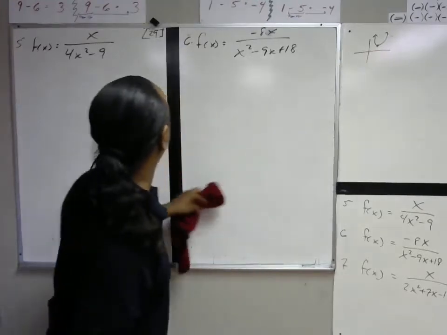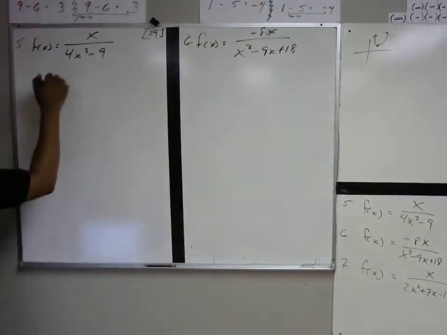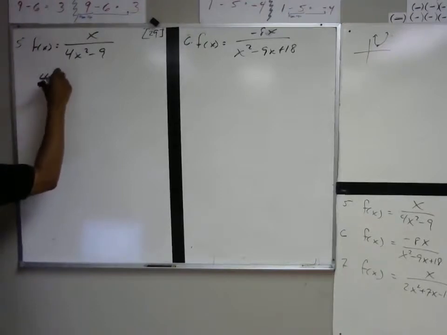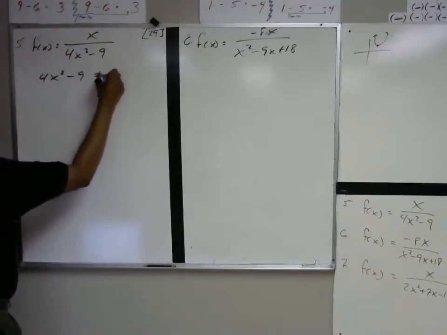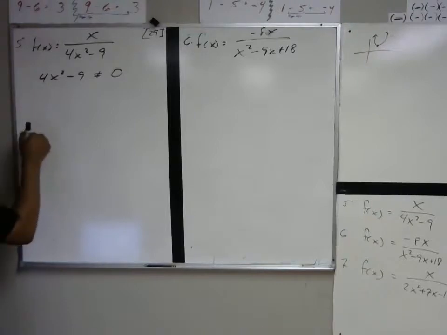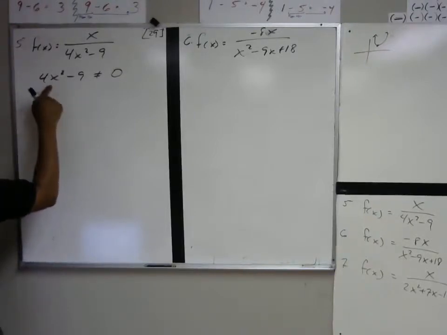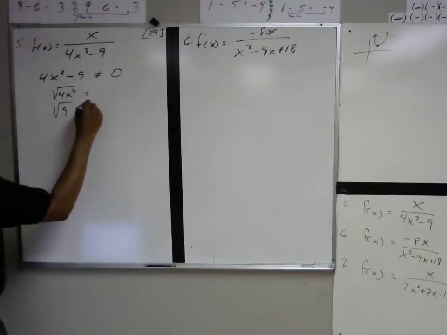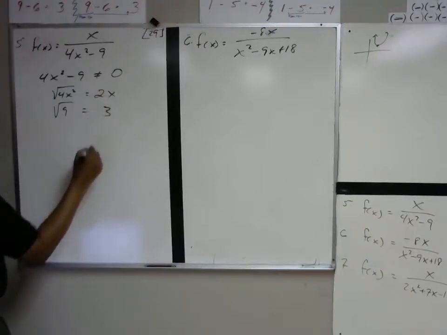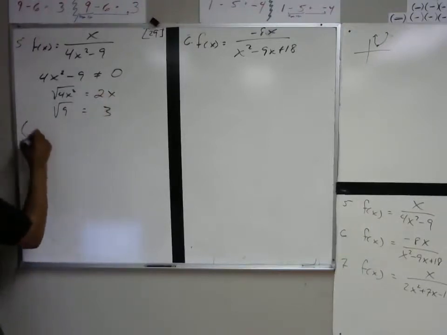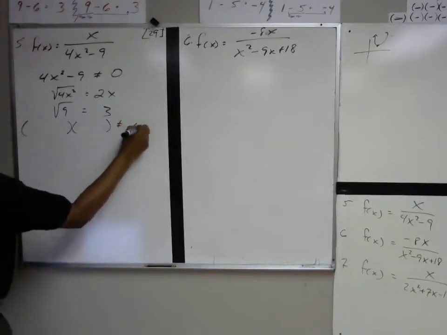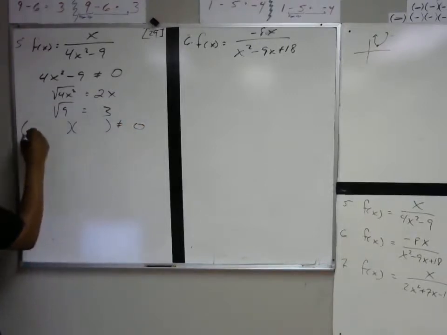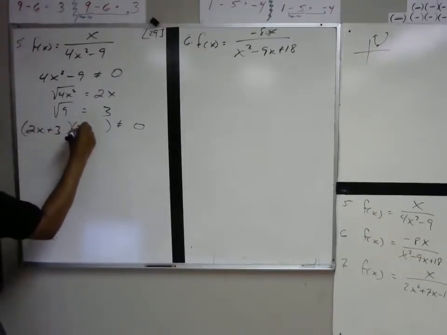Okay, let's take a look at number 5. So we're going to take the denominator, 4x² minus 9, and set it not equal to 0. And then we're going to solve for x. So this is the difference of two squares. So we'll take the square root of 4x² and the square root of 9. This is going to give me 2x and 3. Okay, this factors into two binomials. First one is 2x plus 3. The other one will be 2x minus 3.